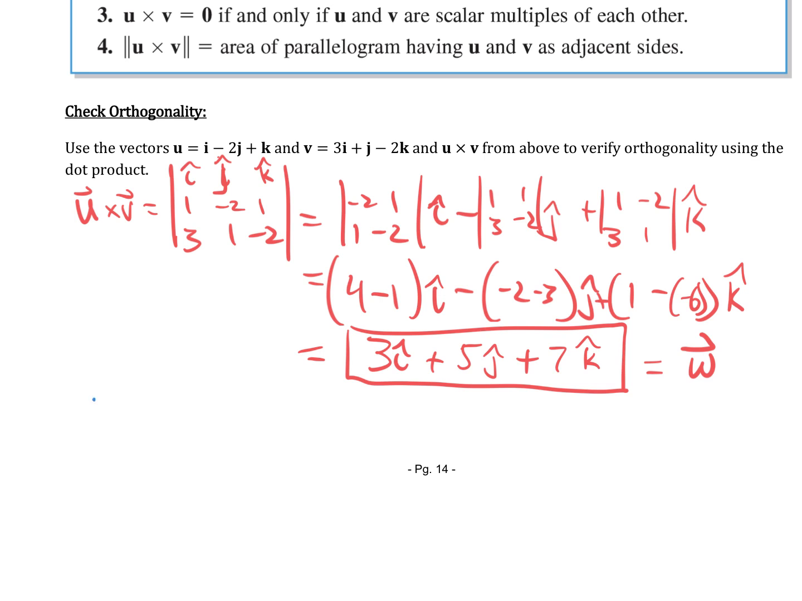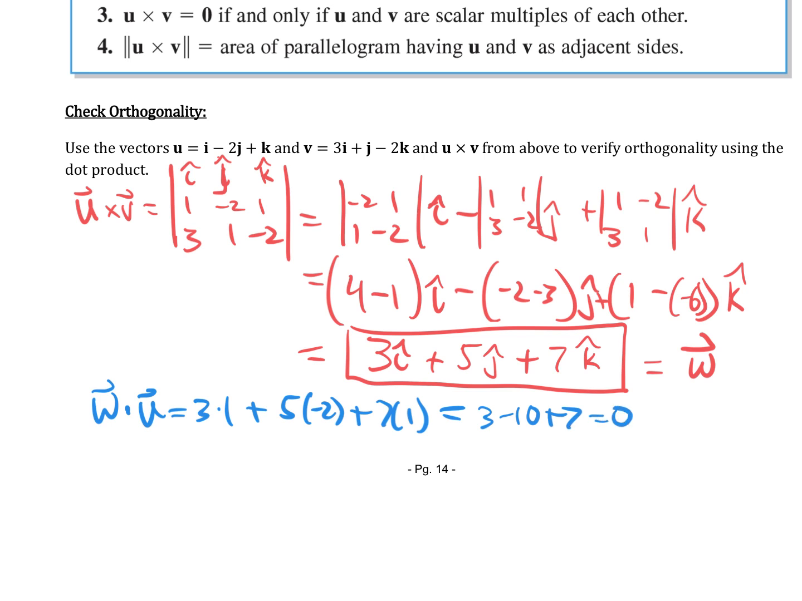And so we'll check our dot products. W dot u is, remember, we're going to multiply the coefficients. 3 times 1 plus 5 times negative 2 plus 7 times 1. So we're multiplying coefficients times coefficients. And that gives us 3 minus 10 plus 7, which is 0. And by the way, that means they're orthogonal, right? So w and u are orthogonal.